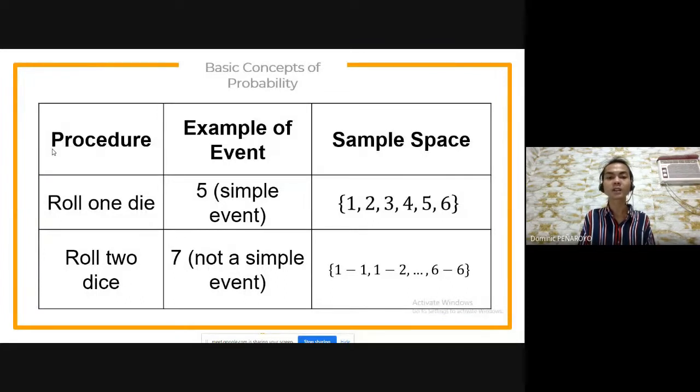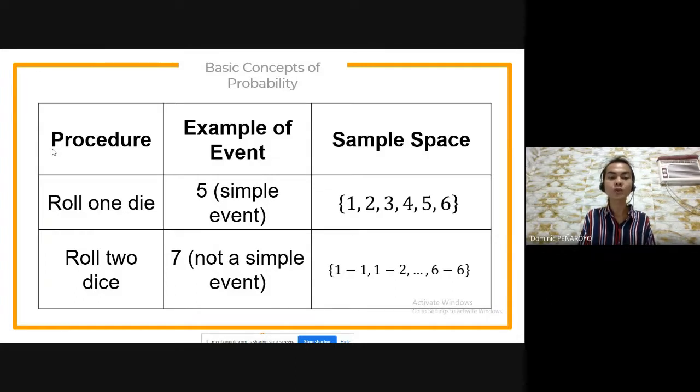Next, we have here the procedure. First, roll one die, an example of an event. We have 5, and the sample space in rolling one die is 1, 2, 3, 4, 5, 6. Now, according to our example here, 5 is an example of a simple event. Why is that? Because 5 cannot be broken down any further, since 5 is already a possible outcome.